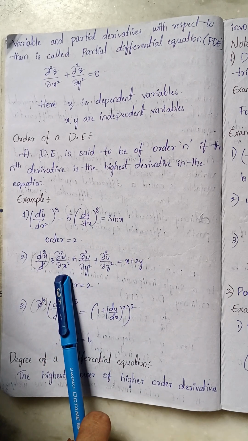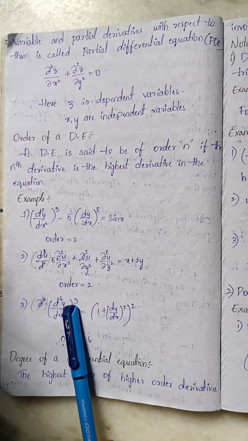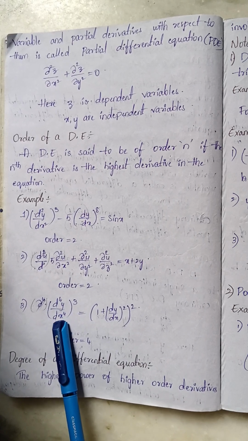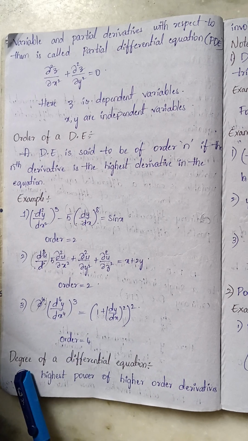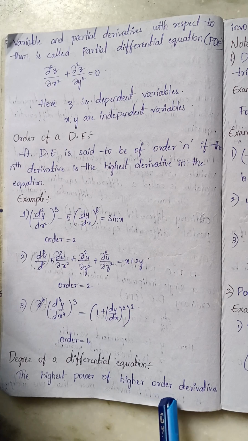Here how many times are we differentiating? The highest one is 2. That's why 2. Here how many times are we differentiating? The 4th time derivative. That's why the order is 4. Right? Similarly, the degree of a differential equation means the highest power of the highest order derivative.